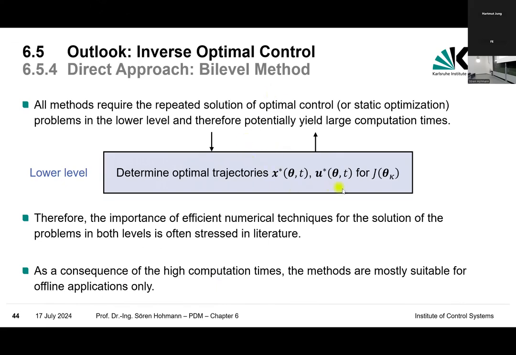So the lower level determines the optimal trajectories, and then we have the upper level, which calculates and adjusts the parameters. That's the basic idea. And at that time, everybody thought the problem is the lower level calculating the optimal trajectories, because the faster this level is, the faster I can calculate the inverse problem. So everybody was seeking efficient numeric procedures, right? But unfortunately, this did not go well.